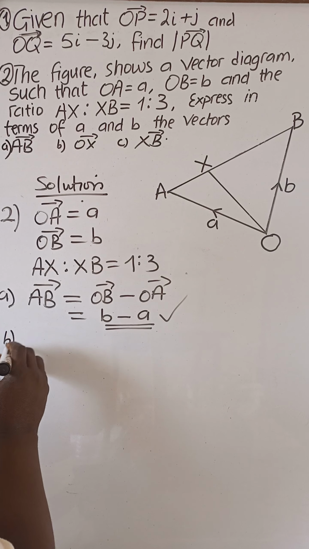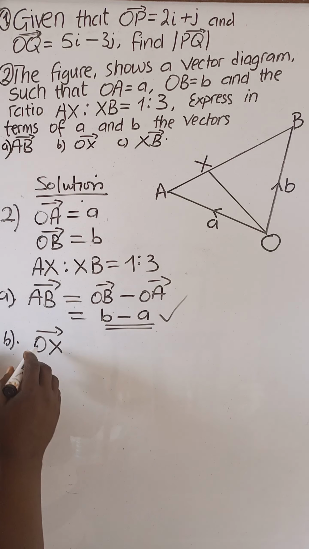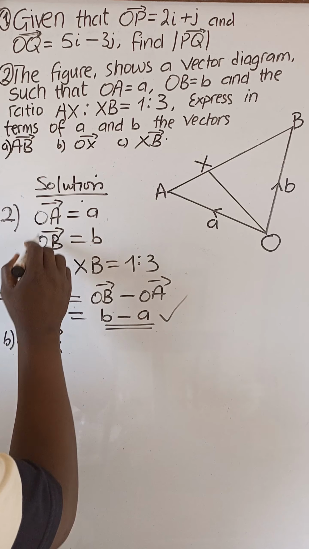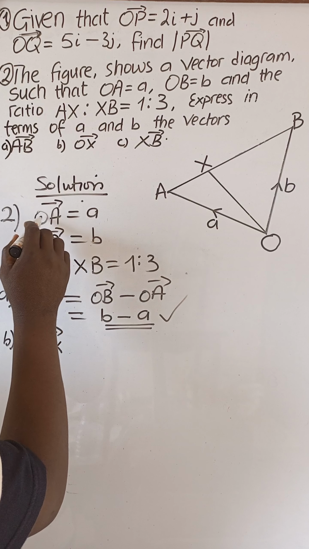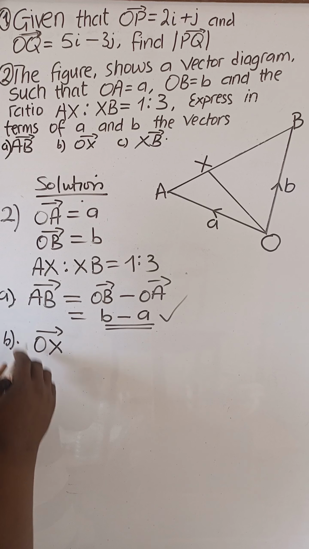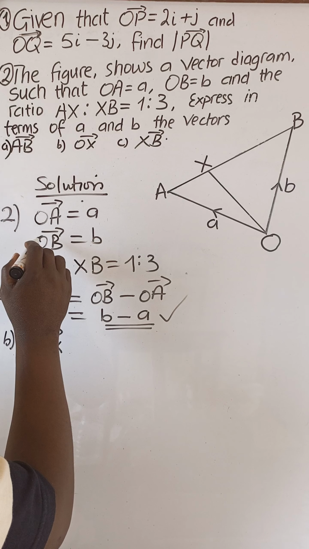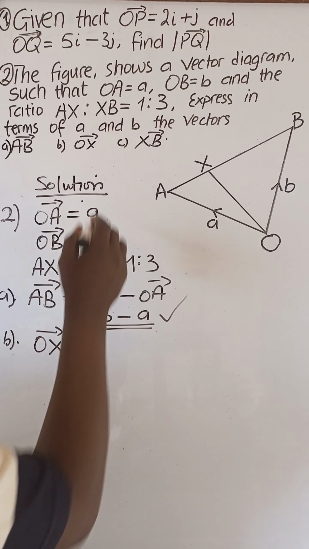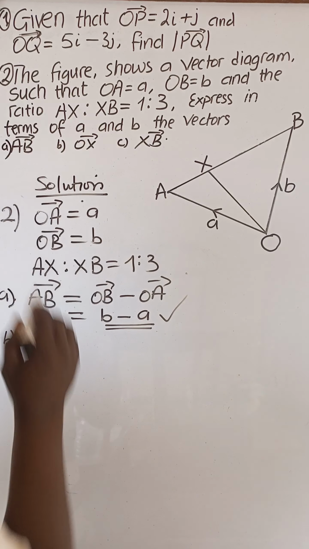Now, what is OX? We don't have OX among our carrier vectors. These are the only vectors with carrier vectors. So we have to work in such a way that we express this OX in terms of OB and OA, so that we can use the carrier vectors. Remember, we're asked to express in terms of small a and small b.